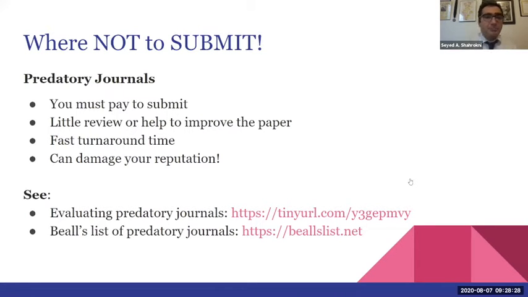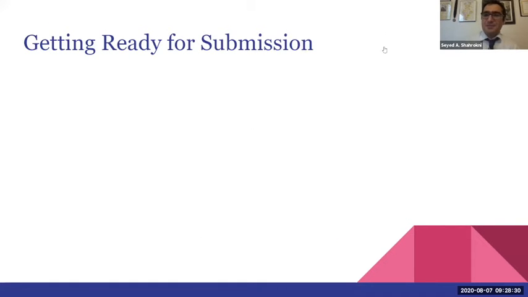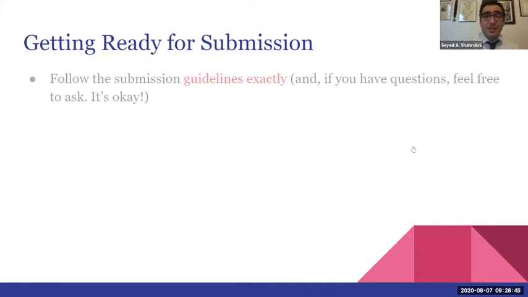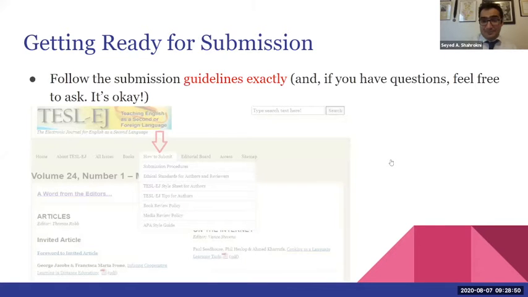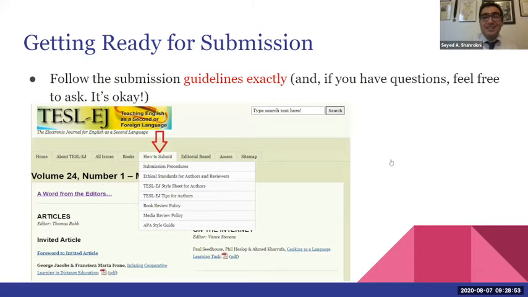Okay, so with this, let's get ready for submission. You have decided on a topic, you have conducted your study, and you are ready to submit your manuscript to a journal. You have also decided on a good journal, a fit journal. First thing you need to do is follow the submission guidelines exactly. And when I say exactly, I mean you need to study it, because journals have detailed instructions for contributors, and you want to make sure that you go through them very precisely and exactly.